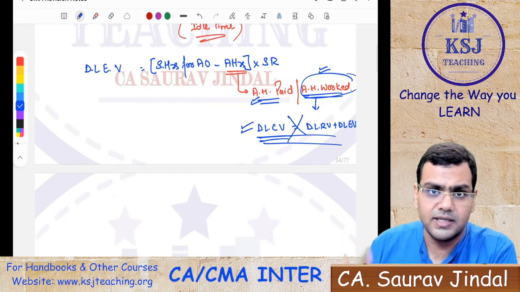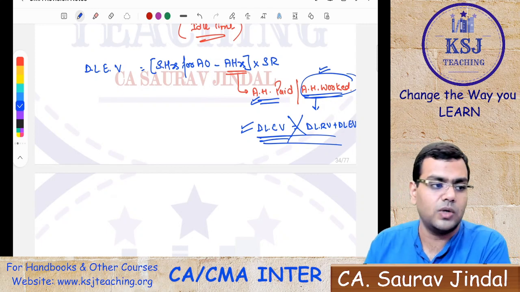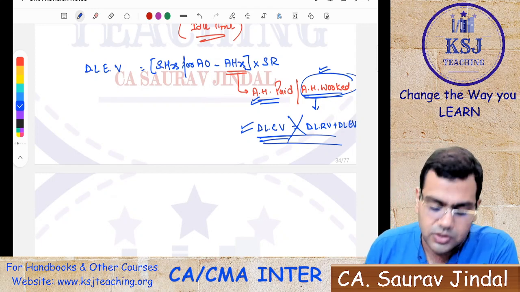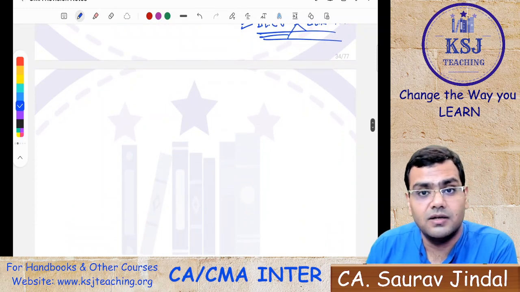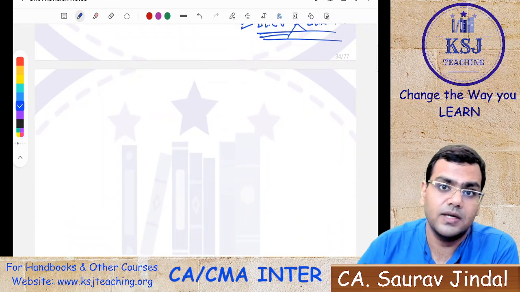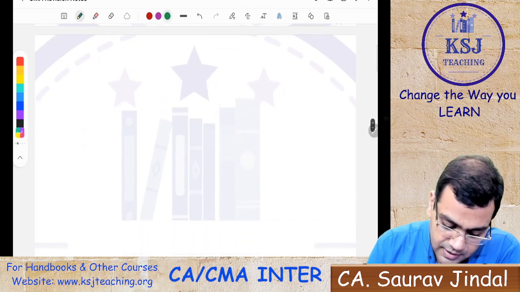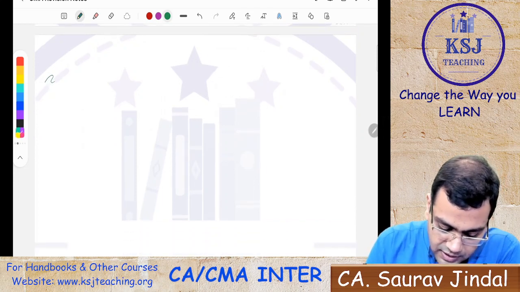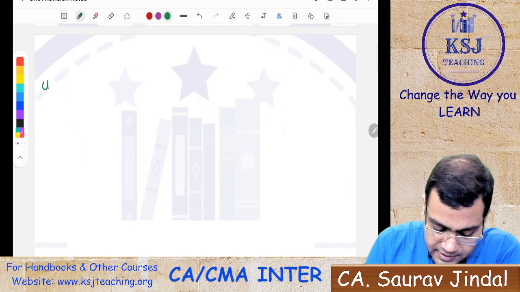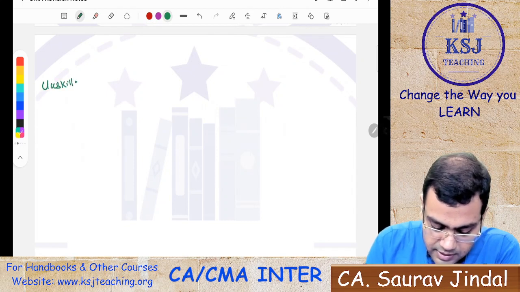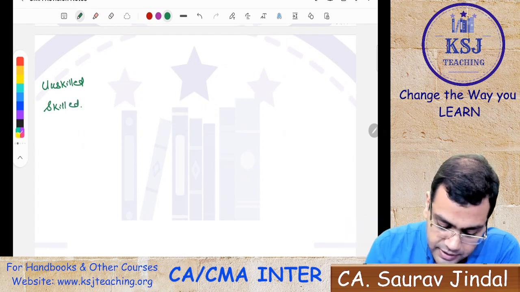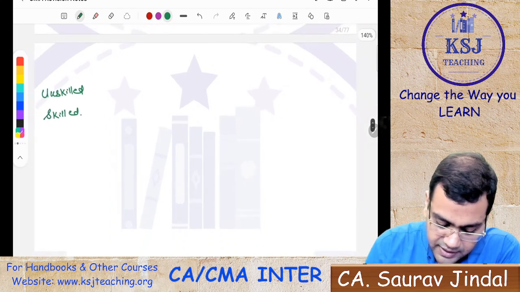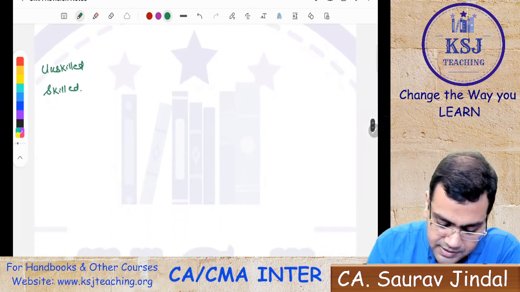Especially in the CA module, it is clearly mentioned that if you take actual hours worked, then this equation will not hold true. So you have to remember it, right? Now, if there is more than one type of worker involved, for example an unskilled worker and a skilled worker, two types of workers who are being paid at different rates, the table will be the same as we have done in the material. The table will be something like that.